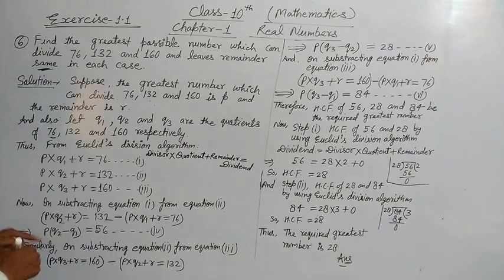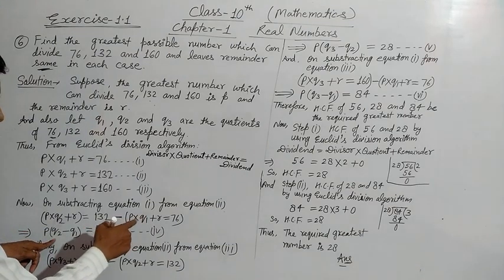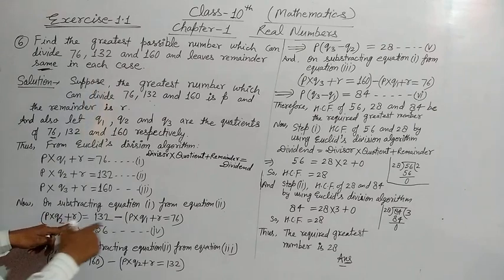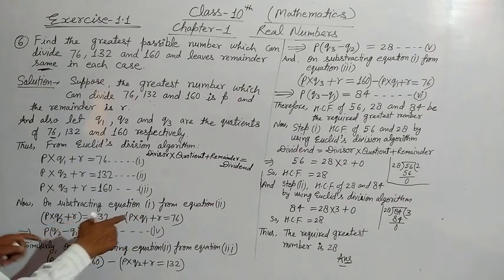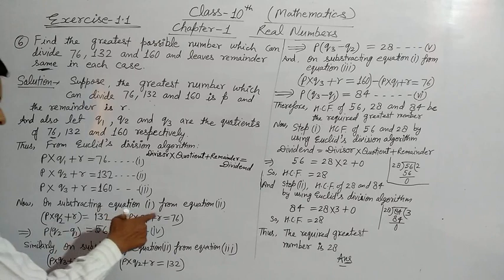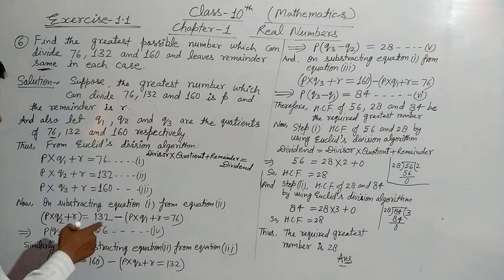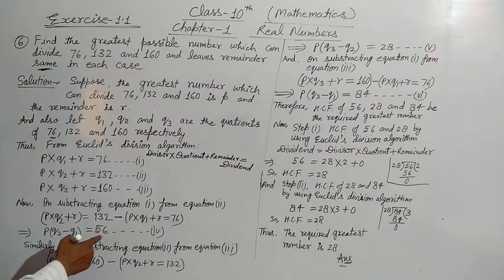P is taken as common. Q2 is here and Q1 here. When we open the bracket, plus will be changed into minus, because minus into plus is equal to minus. So we get P into Q2 minus Q1, and plus R here, but the other plus R becomes minus R. Plus R and minus R cancel out. So we find P into bracket Q2 minus Q1 is equal to 132 minus 76, which means we get 56. This is our equation 4.